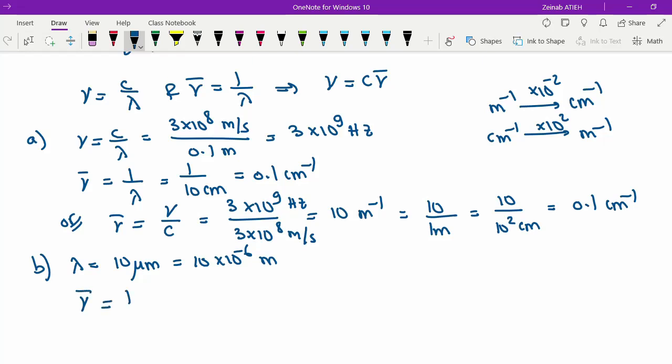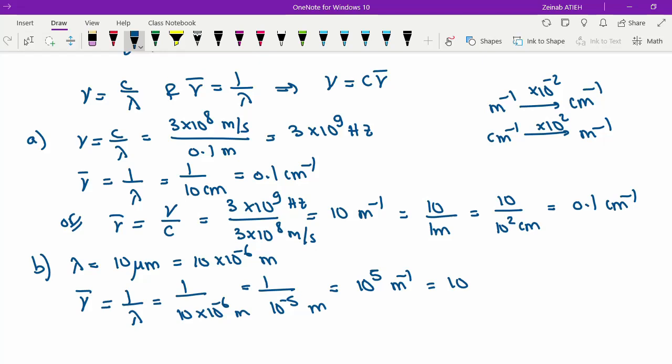So nu bar equals 1 over lambda. Let's substitute lambda in meters: 10 times 10 to the power minus 6, which is 1 over 10 to the power minus 5. This is in meters, which will give us 10 to the power 5 meter minus 1. But he was asking us to give it in centimeter minus 1, so we simply multiply by 10 to the power minus 2, so 10 to the power 5 times 10 to the power minus 2 centimeter minus 1, we will get 10 to the power 3 centimeter minus 1.